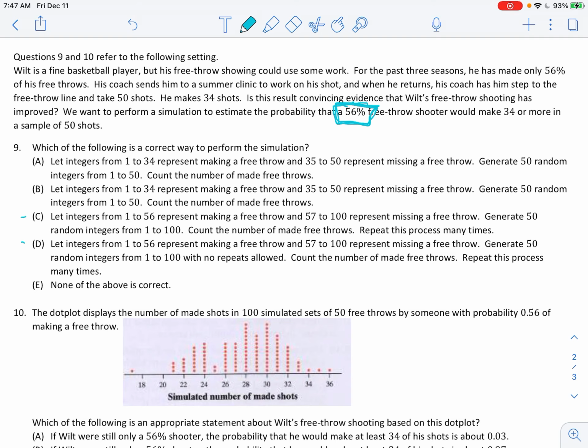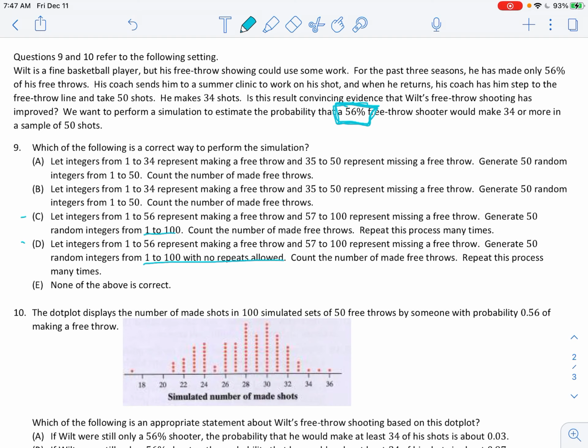And when I look at it, let's see, C and D both say that the numbers 1 to 56 represent making a free throw. So far, so good. The rest of the numbers to 100 represent missing a free throw, which makes sense. If you make 56%, then you have the complement of that being the missed free throws. And it says generate 50 random integers, and here's the difference. Oh wait, no, I'm on the wrong line. 1 to 100, or 1 to 100 with no repeats.